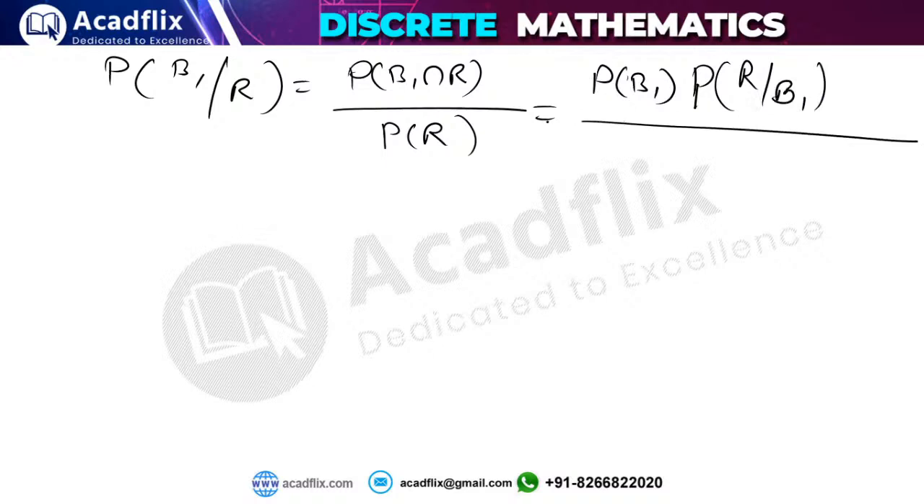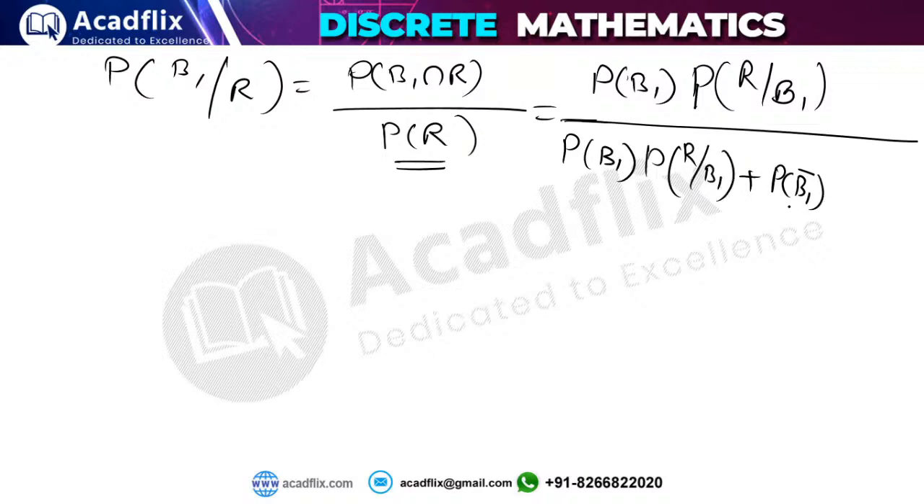Okay, so what is this probability of R? This probability of R is nothing but either you have chosen B1, or you have not chosen B1. If you have chosen B1, then the probability that you have chosen R from B1, or if you have not chosen B1, then the probability that you have chosen R, given that B1 is not chosen. So this is your Bayes formula.